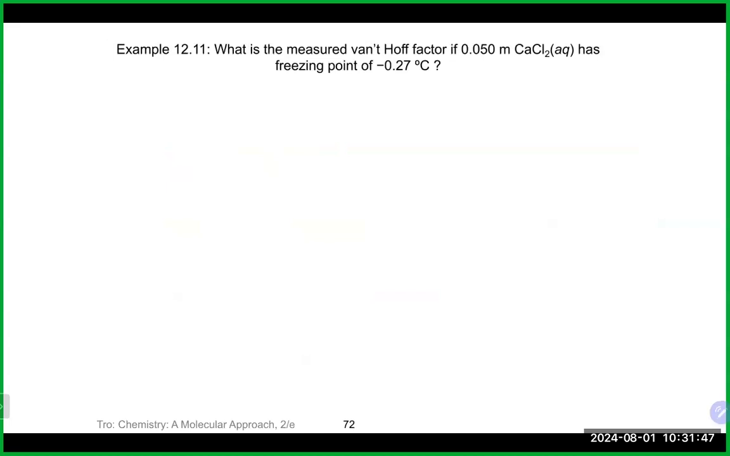All right, so why don't you try this here? What is the measured van 't Hoff factor if you have a 0.05 molality calcium chloride solution and it has a freezing point of -0.27 degrees Celsius? And obviously, this is ionic, so our Kf value will be for water in this case, right? And normal freezing point is 0 degrees Celsius.